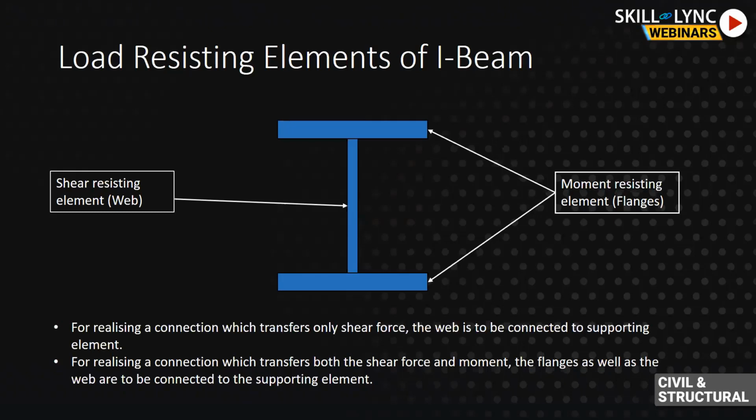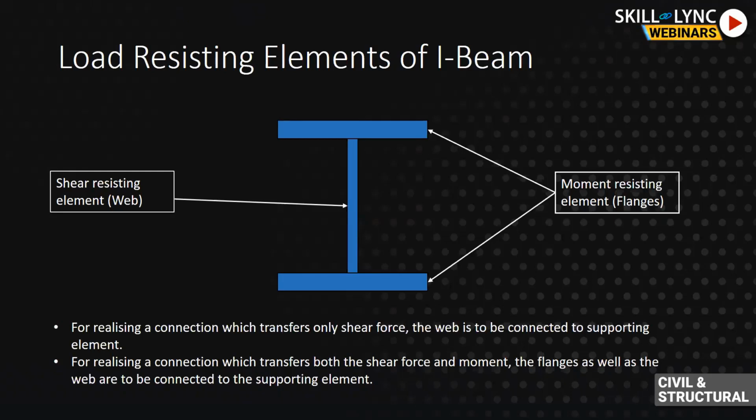So if you want to realize a shear connection on site, the way to proceed is that we connect just the web and the web only to the supporting element. If it's a beam column junction, the supporting element would be a column. So for a shear connection at a beam column junction, the web of the beam has to be connected to the column and nothing else.